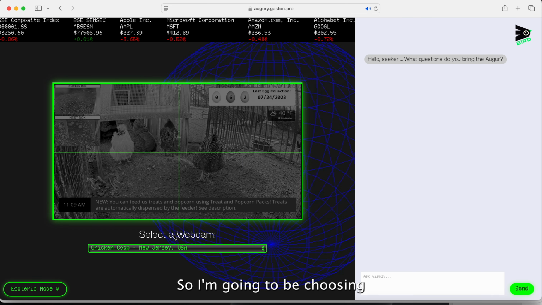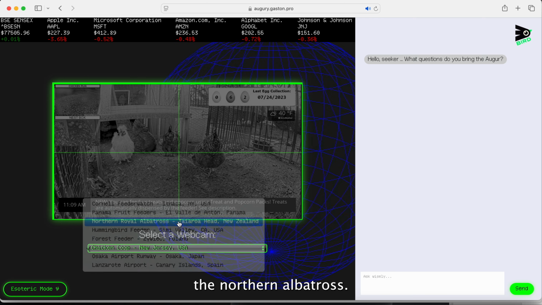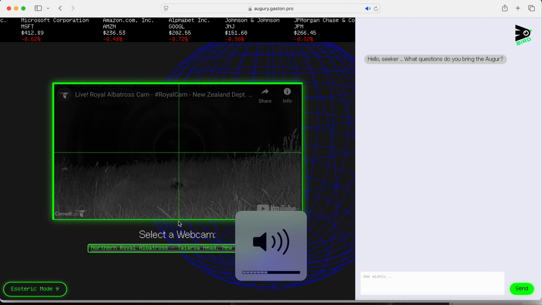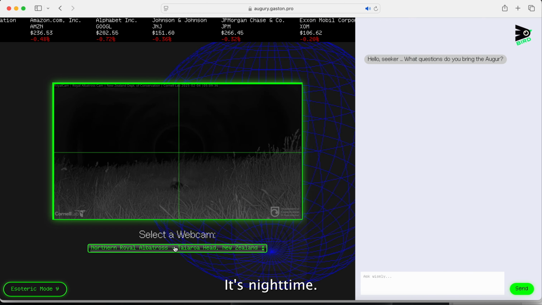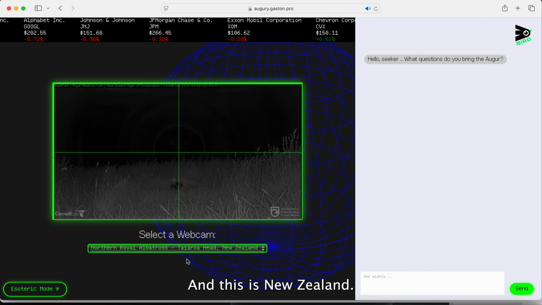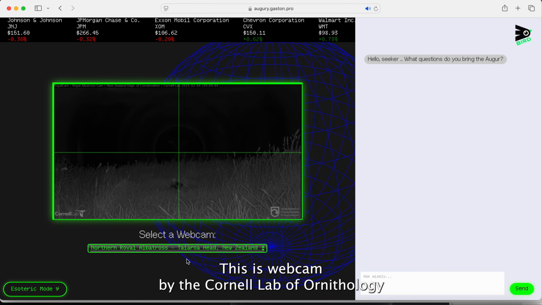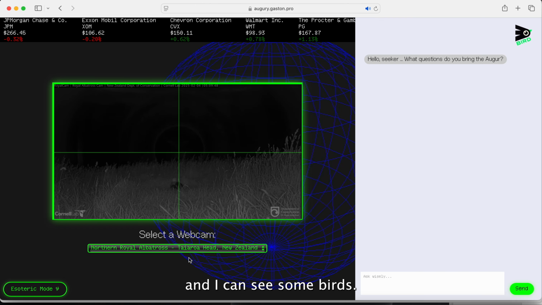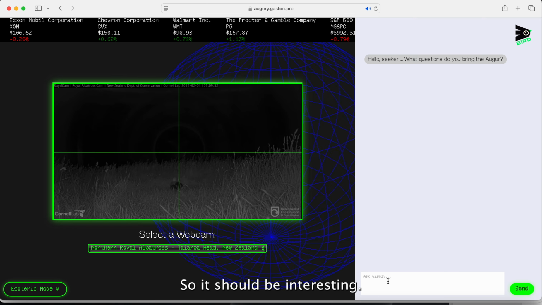So I'm going to be choosing the northern albatross. I don't know if you can hear on the video, but there are some birds. It's night time, and this is New Zealand. This is a webcam by the Cornell Lab of Ornithology, and I can see some birds, so it should be interesting.